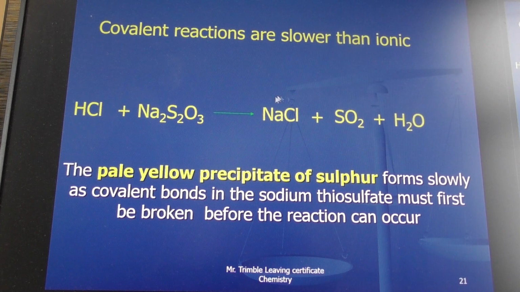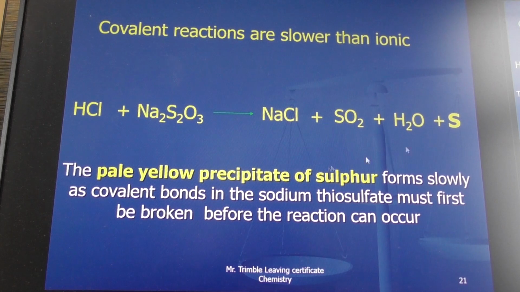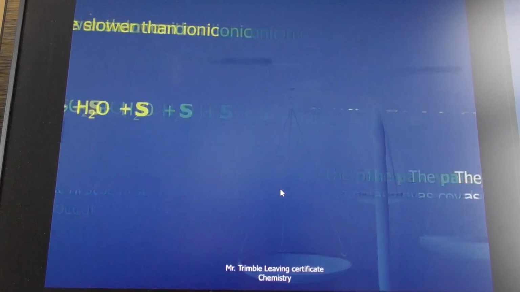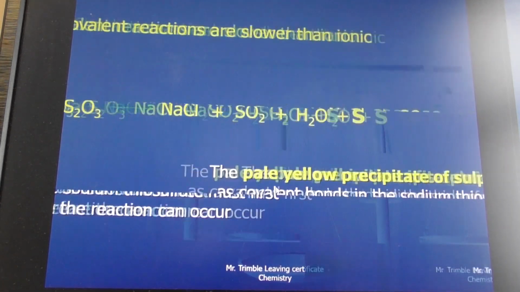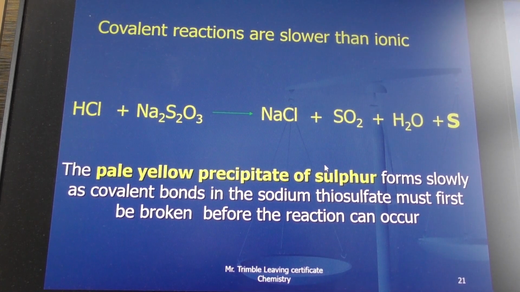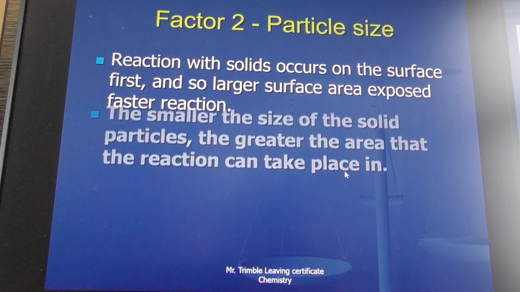What is formed here is sodium chloride, sulfur dioxide, water, and then sulfur, which is a yellow precipitate. So as the reaction goes forward, you'll get this yellow precipitate, and that yellow precipitate forms a cloudy appearance. The reason that covalent reactions are slower is because bonds have to be broken and bonds have to be made. In ionic solutions, really all you have is the coming together of ions.